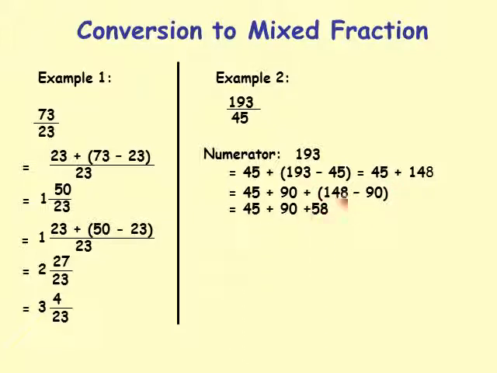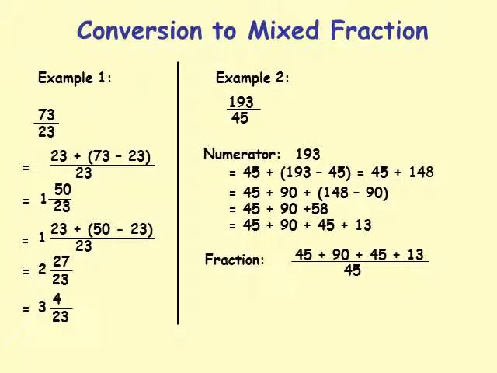Now 58 is still more than 45, so I can take another group. Let's take another group of 45 from here. So then I get 45 plus 90 plus 45 plus 13. 58 minus 45 is 13. I combine the steps here, because instead of saying 58 minus 45, I just go straight to 13. Let's continue.